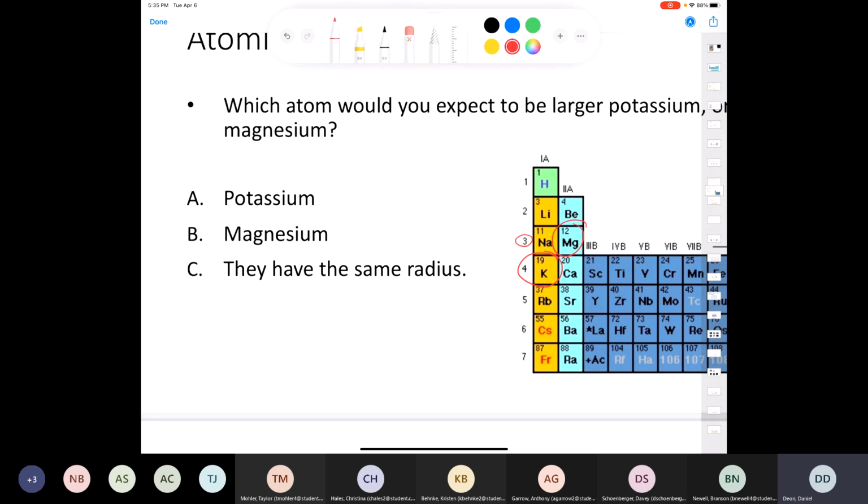Does anybody have an idea which one of these would be larger? And it's not a trick question. There are no trick questions. Yeah, thanks, Anthony. It would be potassium. It's actually quite a bit bigger. Okay, the answer is potassium.